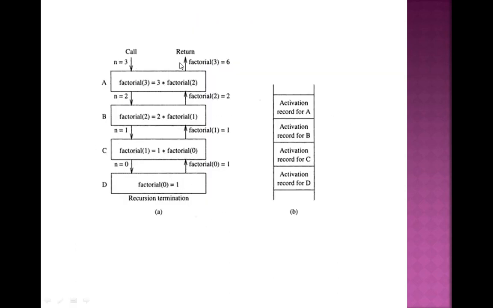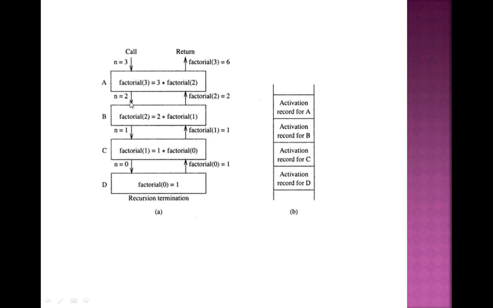So this is how we can call and how we can return. This is your calling function. This is n equals 3, factorial 3 equals 6. As I told you, factorial 3 is 3 into factorial 2. Now factorial 2 has a value 2. This is 2 into factorial 1. This is 1 into factorial 0. Factorial 0 equals 1. So this is how we can jump from here to here.